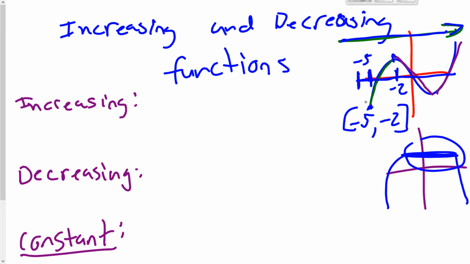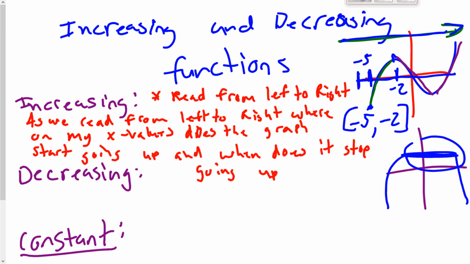I'm asking where on my x's is it increasing, where on my x's is it decreasing, and where on my x's is it staying the same. Okay, so when we talk about increasing, like I said, we read from left to right. And as we read from left to right, where on my x values does the graph start going up, and when does it stop going up?